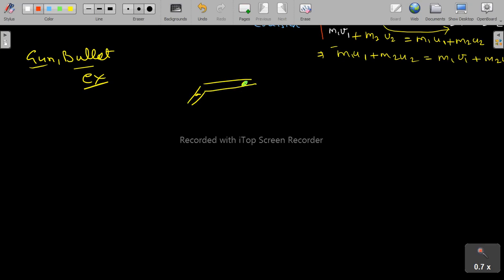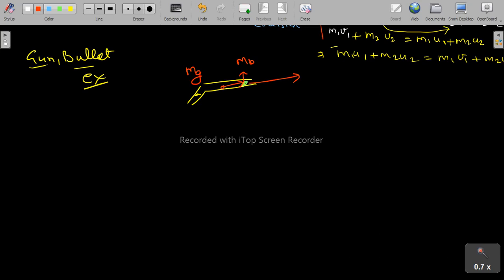Suppose the mass of the gun is represented by mg, where g stands for gun, and the mass of the bullet I have taken as mb. When the gun is fired, the spring collides with the bullet, and there is a fire and the bullet comes out.